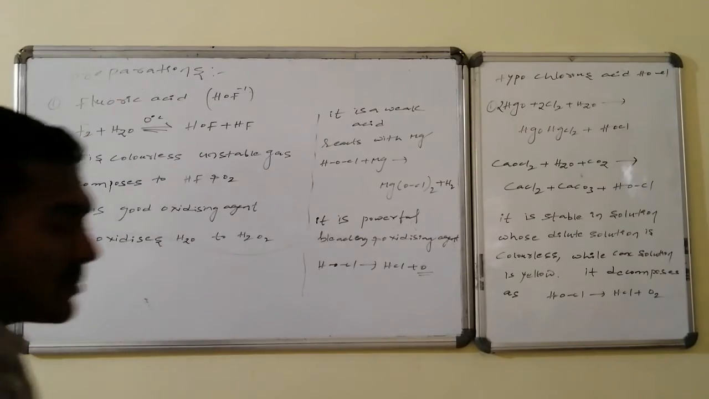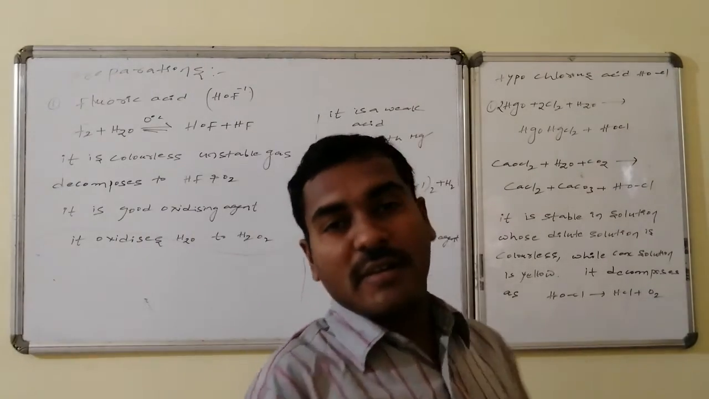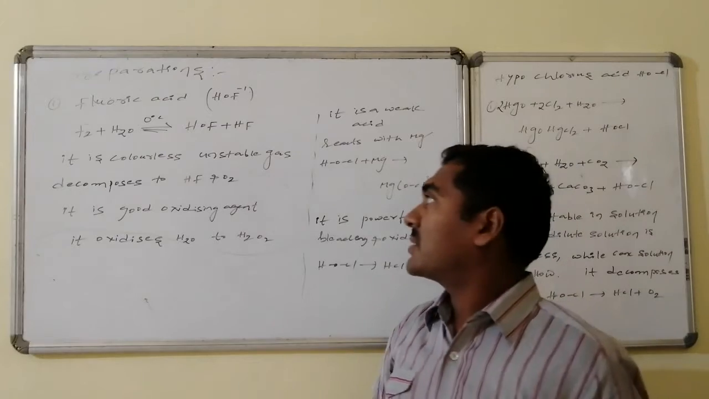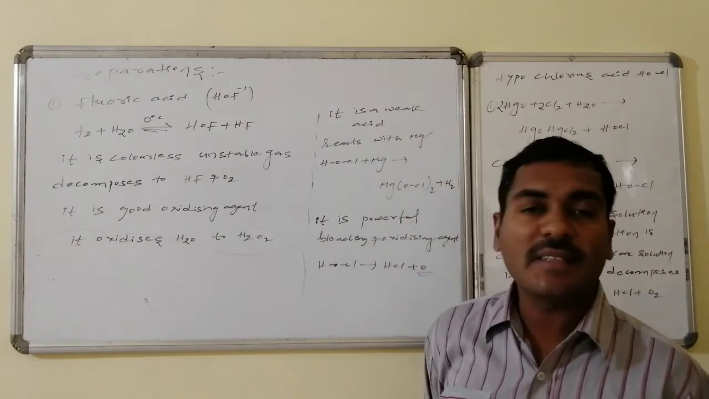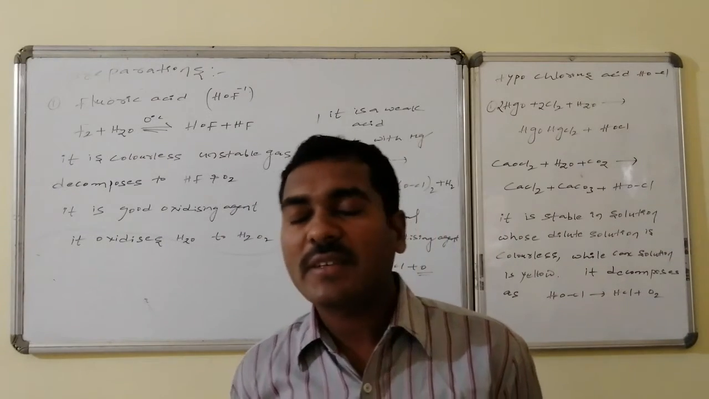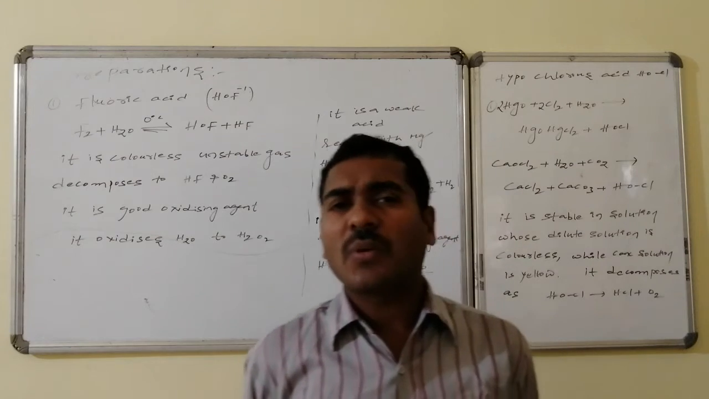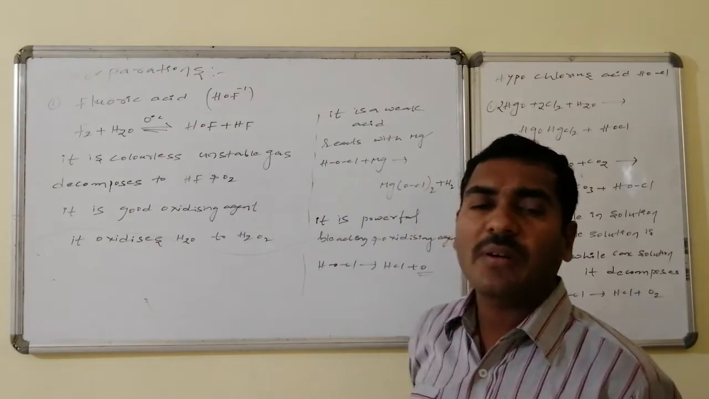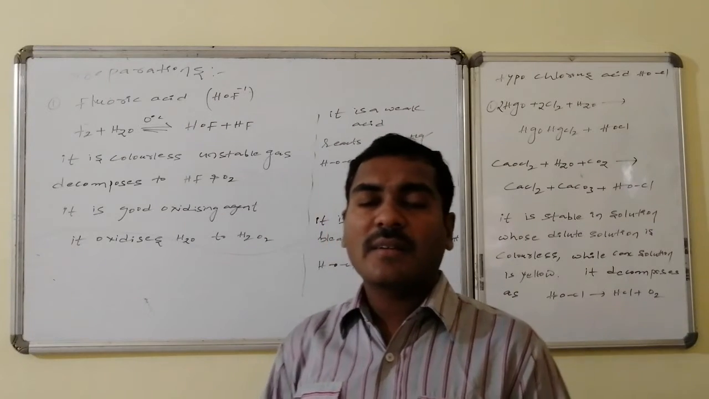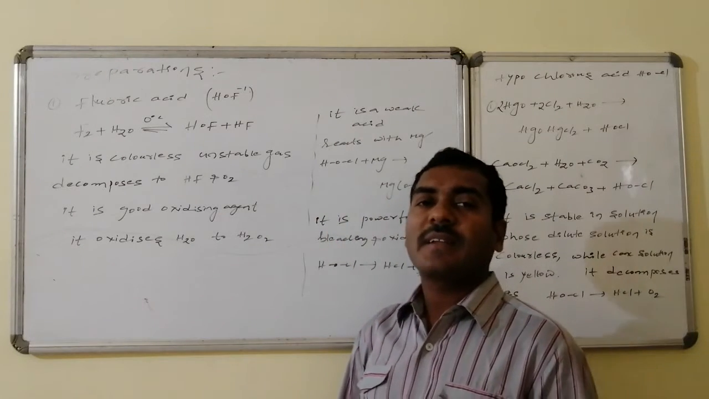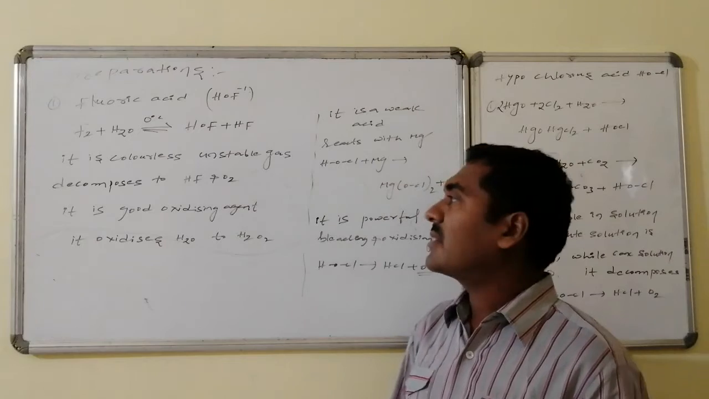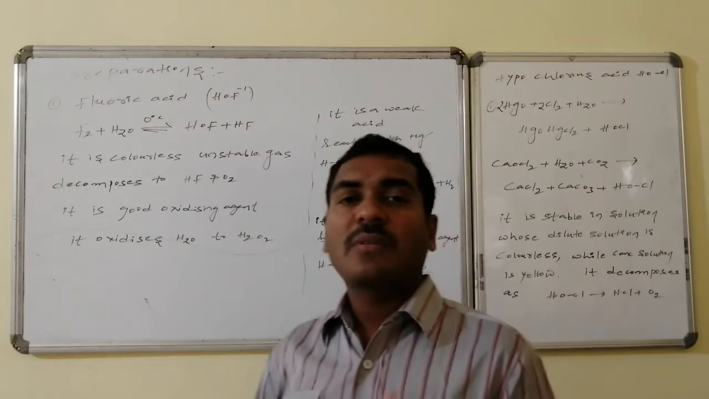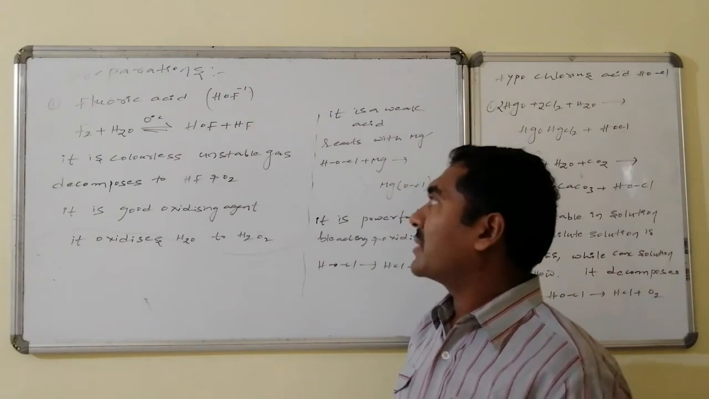Yes, preparations and properties of the important oxo acids of the halogens. The first one is fluoric acid, that is HOF. Often we can say it as hypofluorous acid also, but that is fluoric acid, HOF. Fluorine followed by water under very low temperature conditions like 0 degree centigrade, ice cold water, leads to the formation of hypofluorous acid. That is nothing but the fluoric acid.